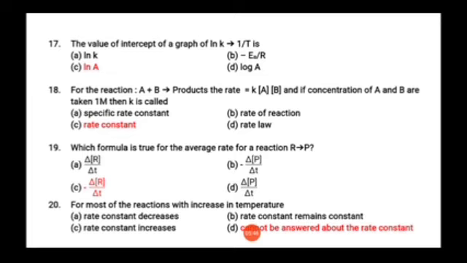So students, we have discussed the theory, that is effect of temperature, and we all know that when there is an increase in temperature, the rate of reaction increases. When temperature increases, rate of reaction increases, means reaction will complete speedily. But we cannot judge whether rate constant increases or decreases. So the correct option will be option number D, cannot be answered about the rate constant.